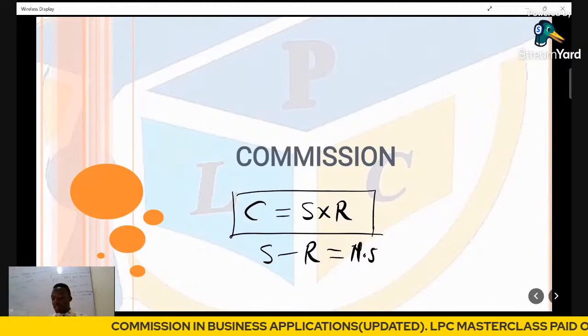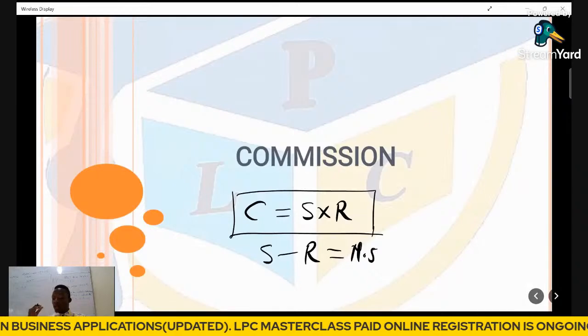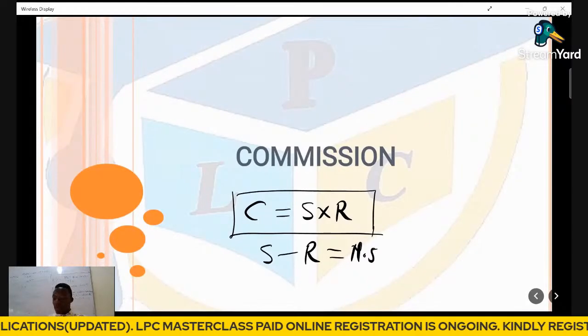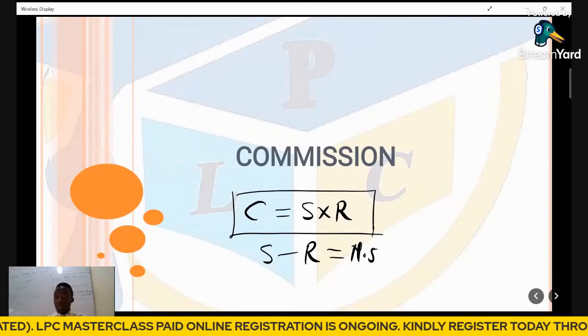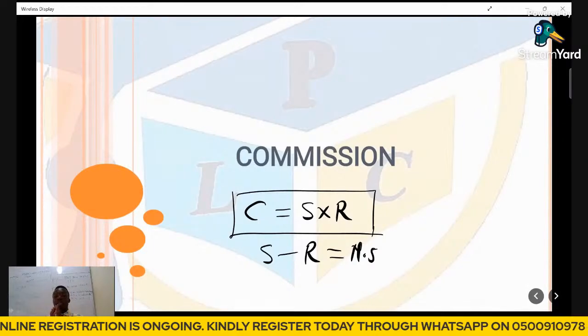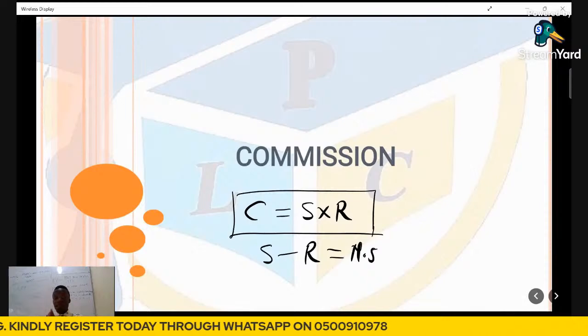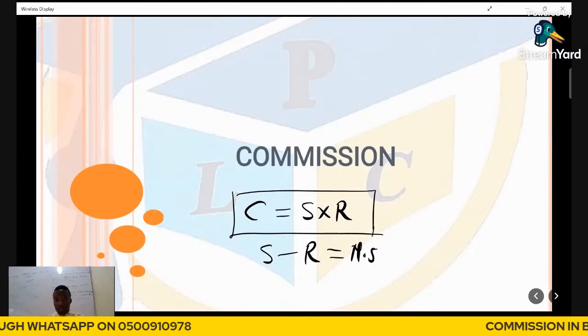So I hope that is clear. So that is how commission is actually being computed. Where there are returns, we subtract the returns from the sales so that we apply the rate on it, and then we get the commission. But in a situation where there are no returns, meaning that the third party or the customer is satisfied with your sales, then to determine your commission, we apply the commission rate on the sales, and we get your commission at the end of the day.